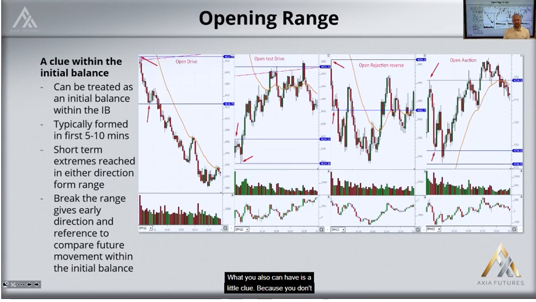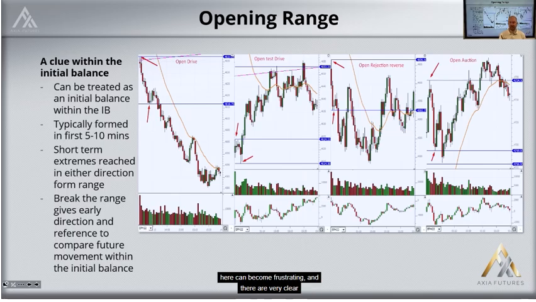What you also can have is a little clue, because you don't always want to wait a whole hour to try and work out what it is, particularly if you're going to have a large initial balance, because by the time you've decided whether this is an open drive or an open test drive, much of the move has gone. So there's another way of approaching this to try and enable you to be part of those smaller moves, or part of the initial balance move, rather than having to wait an hour to trade.